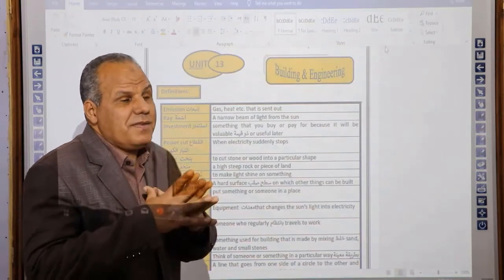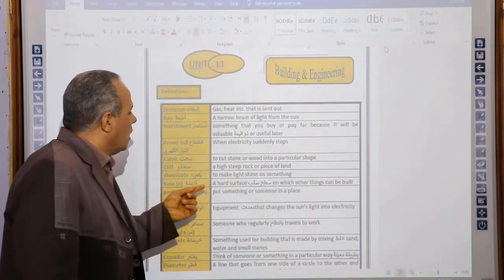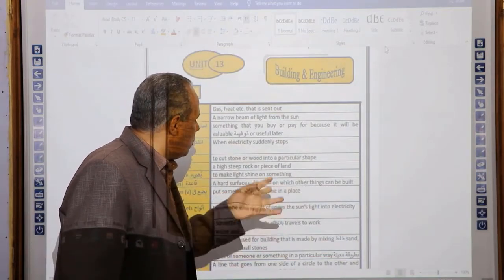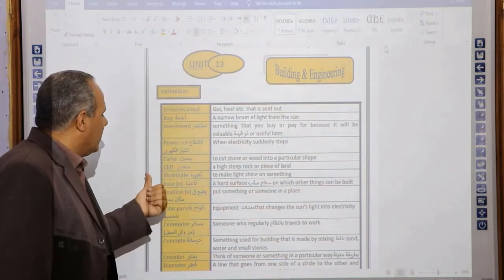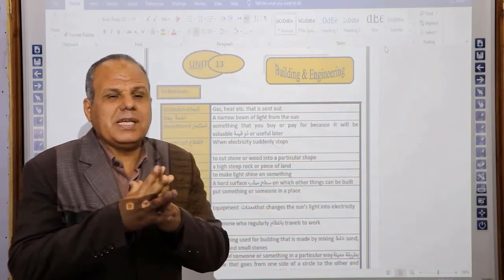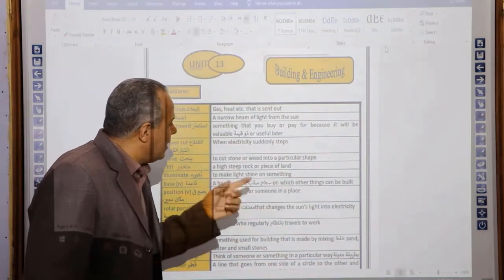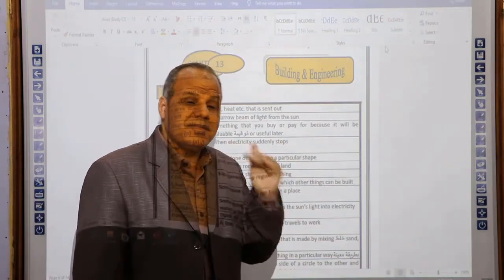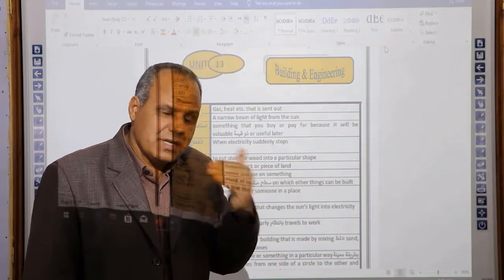Cliff. Cliff that means in Arabic منحدر صخري. A high steep rock or piece of land. Eliminate. Eliminate that means in Arabic ينير أو يضيء. To make light shine on something.